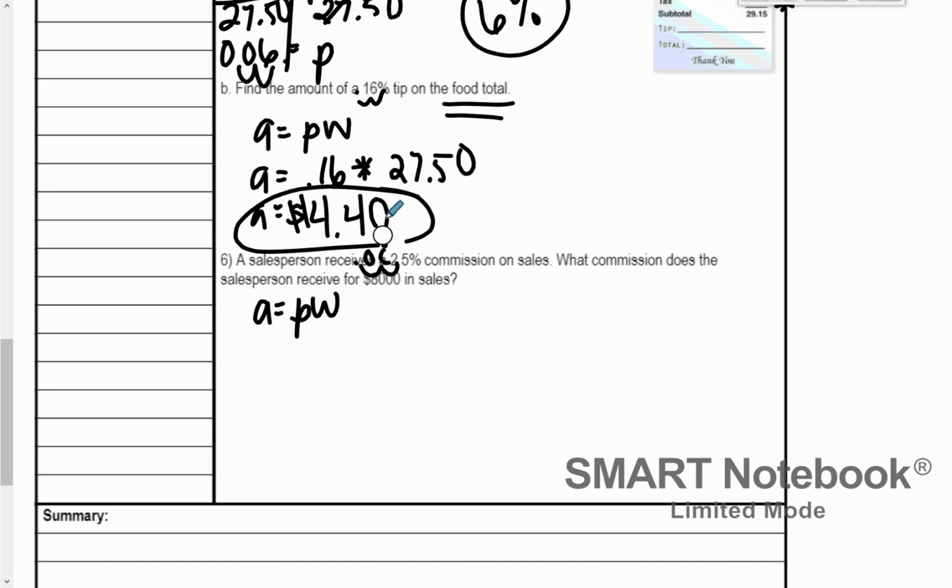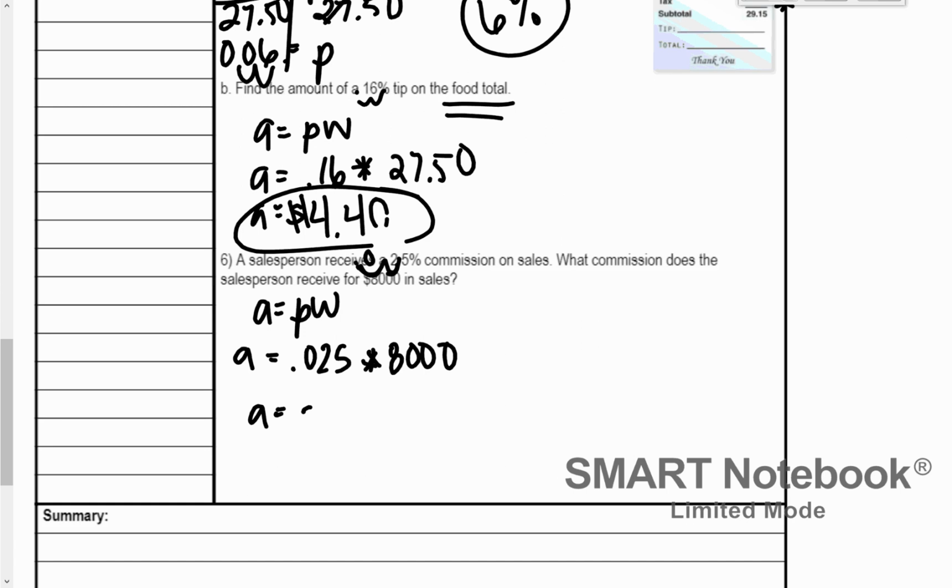Oops, I filled in an extra 0. So it goes 1, 2. So we have 0.025 times our whole, which is $8,000, how much the sale was, because we need to know how much was their commission. We want to know what part of that $8,000 they get to keep. So in our calculator, we take 0.025 times 8,000, and we get 200.